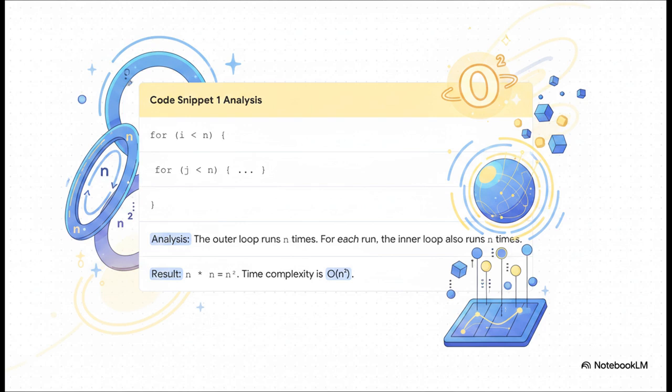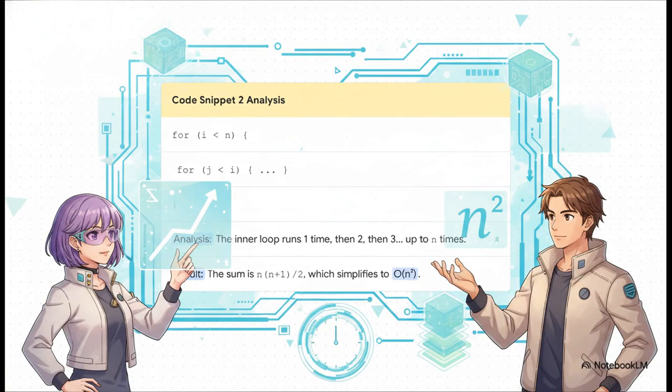Simple enough. And here's the key. For each and every one of those n times, the inner loop also runs n times. So the total number of operations is n times n. That gives us a time complexity of O of n squared. See? Easy. Now here's one that's a little bit trickier.